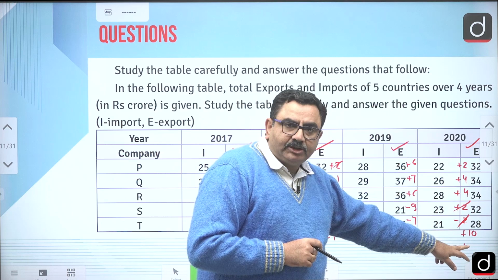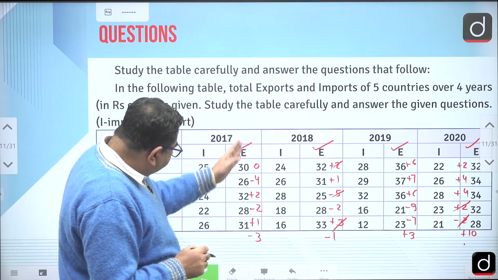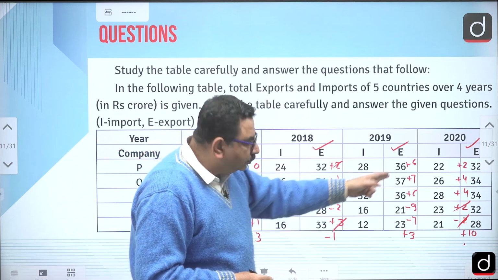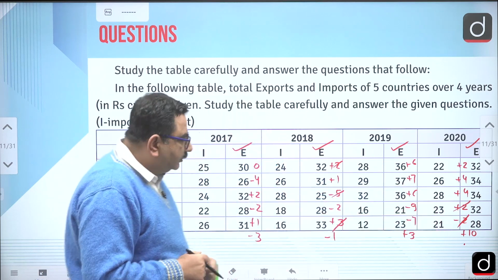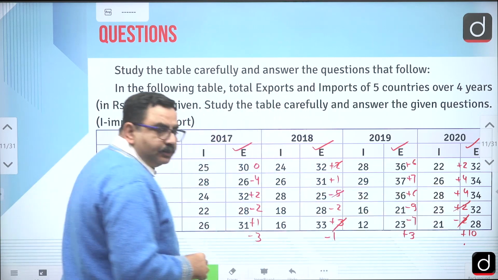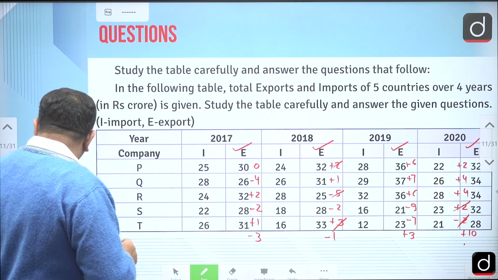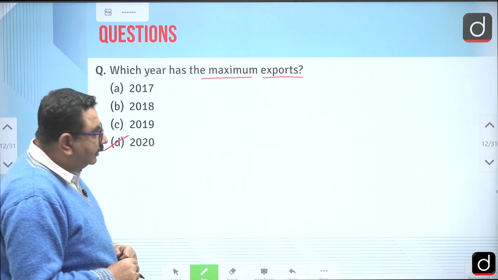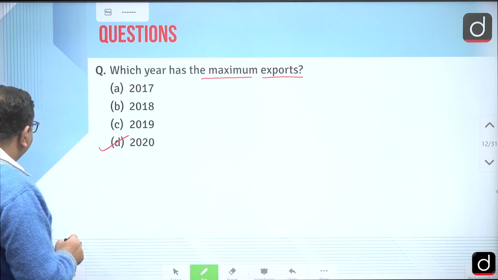Because this is deviation, their sum is maximum. So rather than adding the numbers, since we have observed that all the numbers are close to 30, we can apply this thing. So I hope 2020 value of exports would be maximum. So we come here in 2020, now we can answer easily, right?